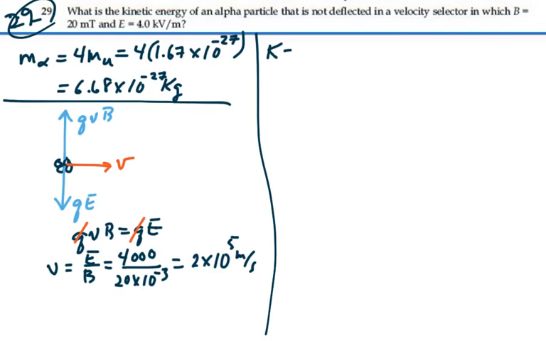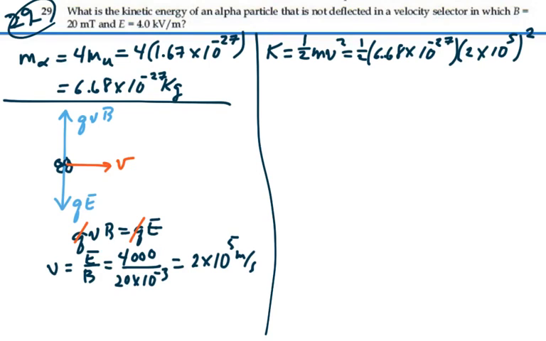Hence, the kinetic energy is 1/2 the mass times the velocity squared. And that's going to be 1/2 the mass, 6.68 times 10 to the minus 27 for our alpha particle, times the velocity, which is non-relativistic. So this is certainly the right way to calculate the kinetic energy. 2 times 10 to the 5 and that quantity squared. So this is equal to 1.336 times 10 to the minus 16 joules.